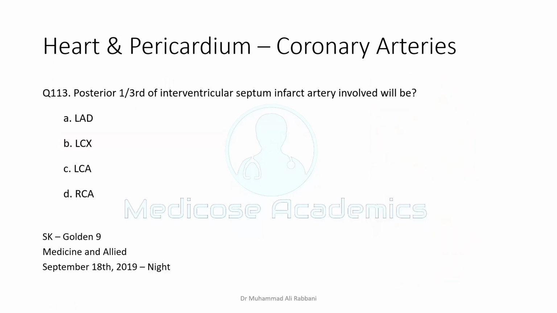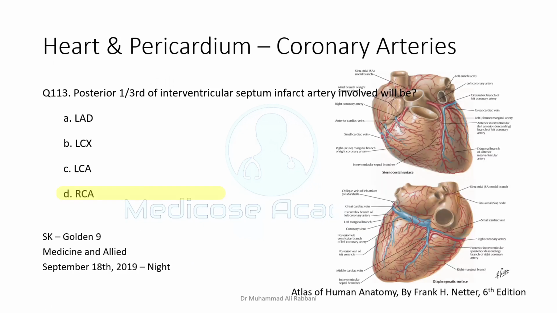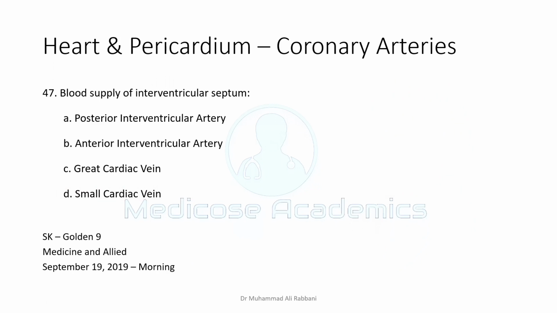Posterior one-third interventricular septum infarct: the artery involved would be the posterior interventricular artery, and in 90% of cases the posterior interventricular artery is a branch of the right coronary artery. Here you can see the right coronary artery. It goes all the way from the anterior surface to the inferior surface, and here it gives the posterior interventricular artery. It also supplies the AV node.